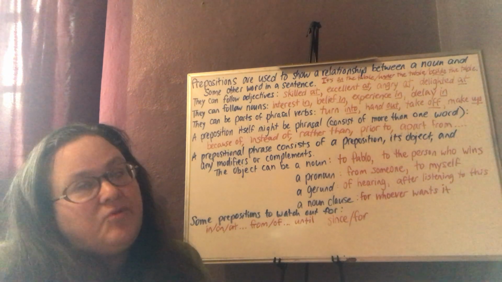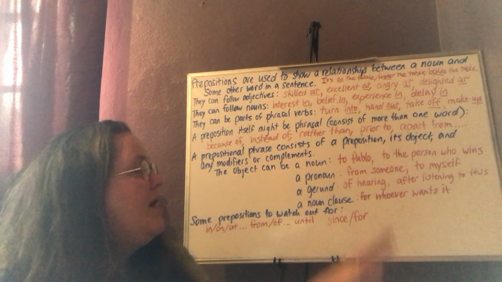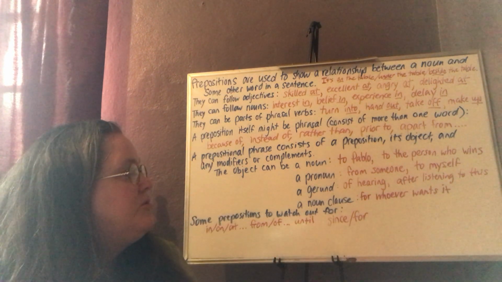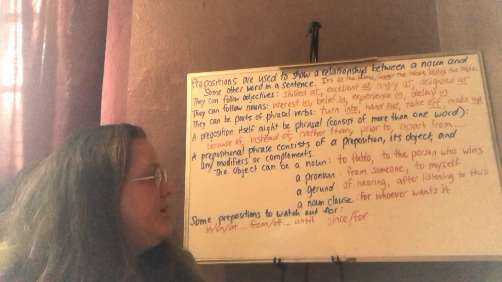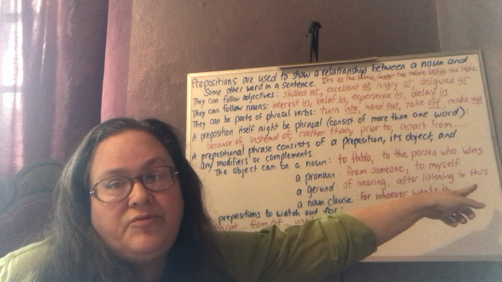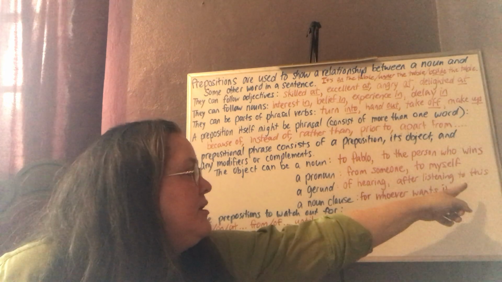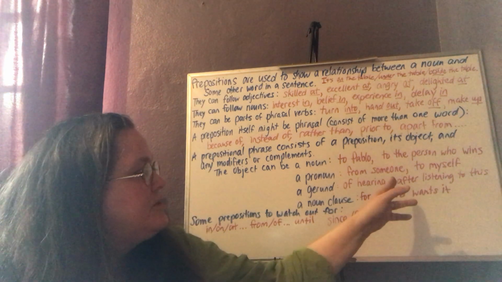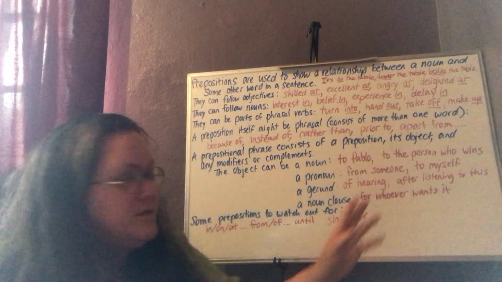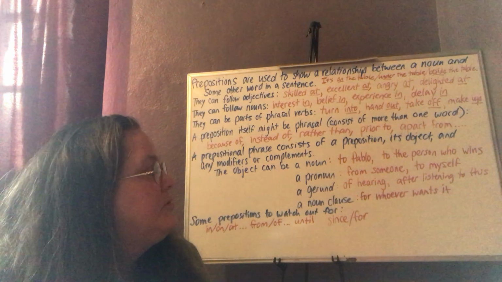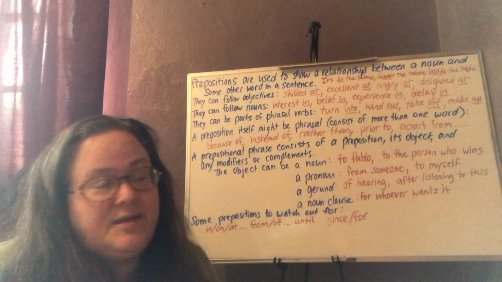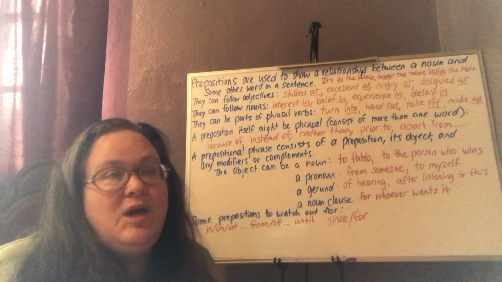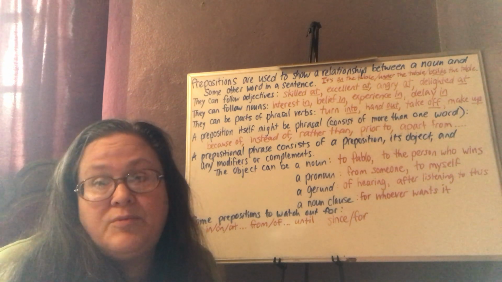Or you could have a gerund phrase as the object of the preposition. After listening to this, so in this case you have a prepositional phrase within a prepositional phrase because to this is a prepositional phrase with a pronoun as its object. And so listening to this is the whole gerund phrase that serves as the object of the preposition after. Fun. Prepositional phrase within a gerund phrase within a prepositional phrase.